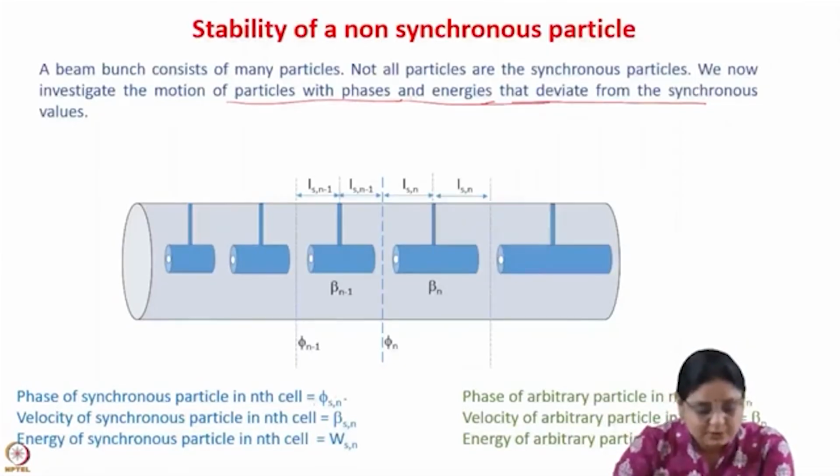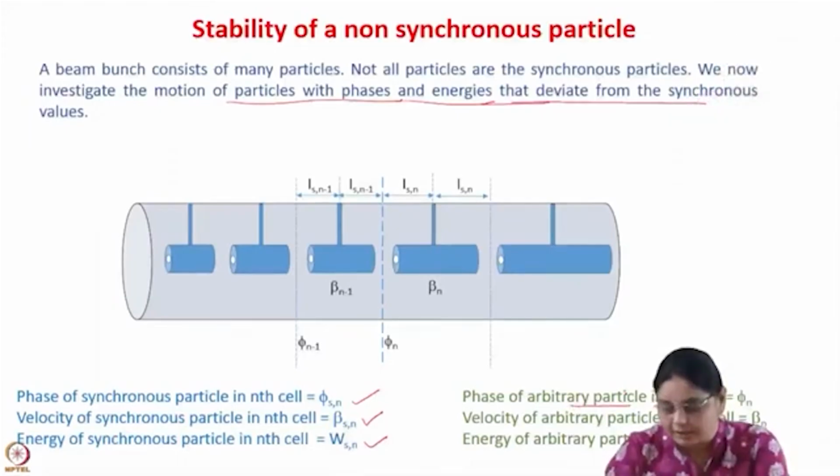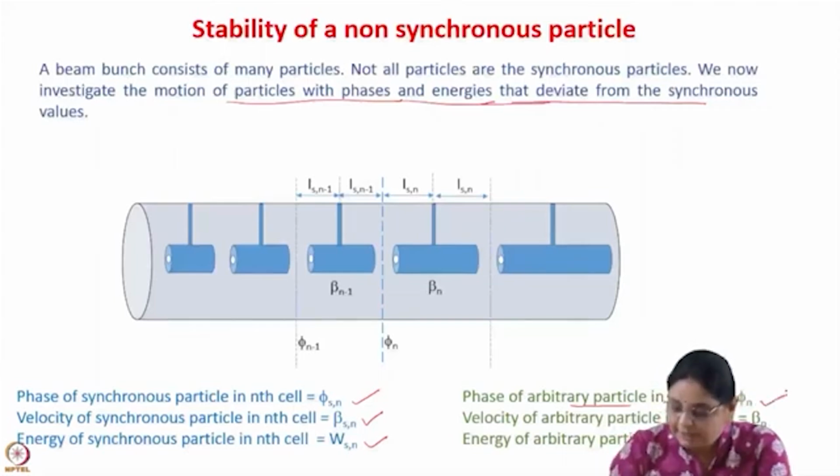So the phase of the synchronous particle in the nth cell as before is phi Sn. The velocity of the synchronous particle in the nth cell is beta Sn, and the energy of the synchronous particle in the nth cell is Wsn. Now we talk of some other particle which is not the synchronous particle. So let the phase of that particle in the nth cell be phi n. The velocity of the arbitrary particle be beta n.